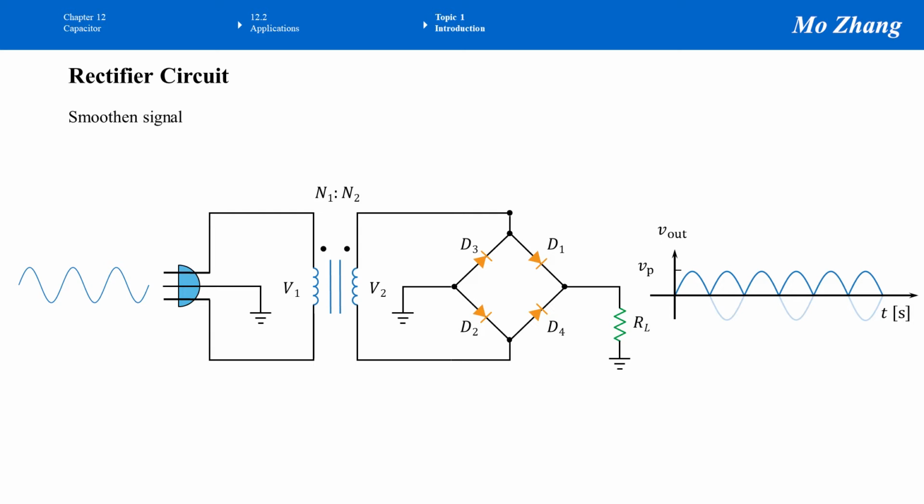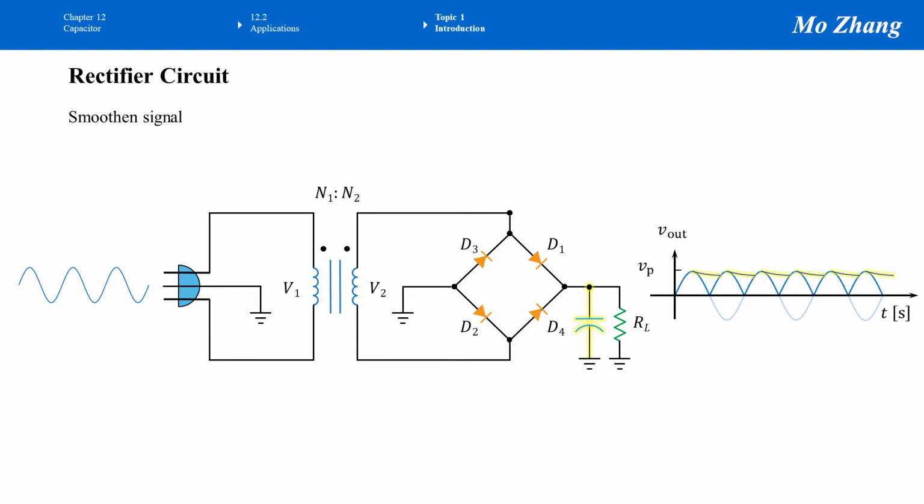As you can see, the output waveform looks like small hills or small bumps adjacent to each other. It doesn't look like a real DC signal, which should be a straight horizontal line, as shown here. One way we can make it look similar to a straight line is to connect a capacitor. We put a capacitor in parallel to the load resistor RL. At the end, the output waveform looks like this. It smooths out those bumps.